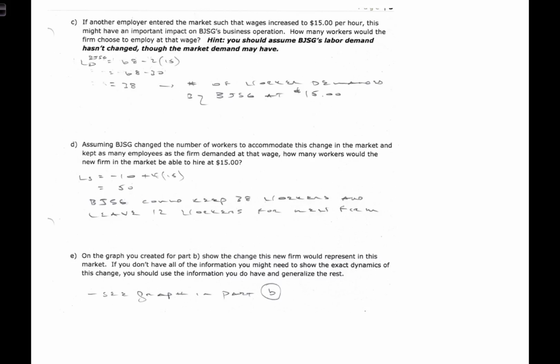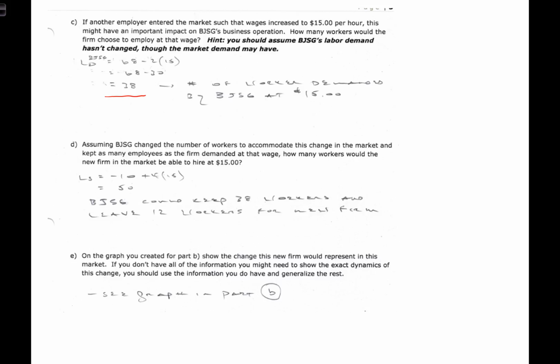Okay, so 38 workers. Well, assuming BJSG changes the number of workers to accommodate the change, so they went from their initial number of workers of, I believe it was 42, now to 38, how many employees will the other firm be able to hire? Well, we need to know then what's the full labor supply at 15. So labor supply at 15 is negative 10 plus 4 times the wage, which is 15. So negative 10 plus 4 times 15 is 50.